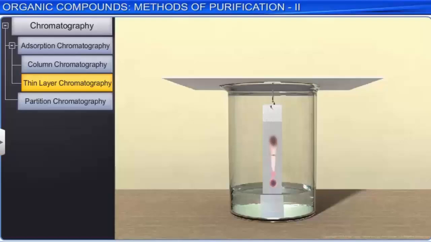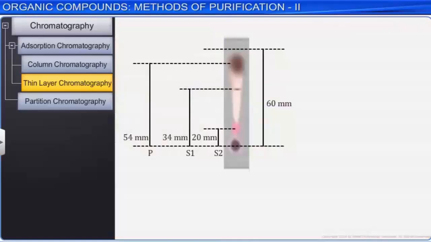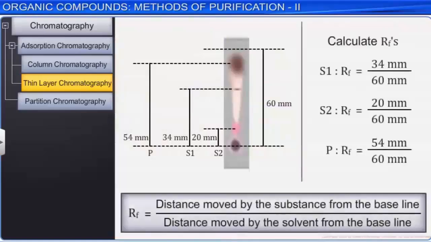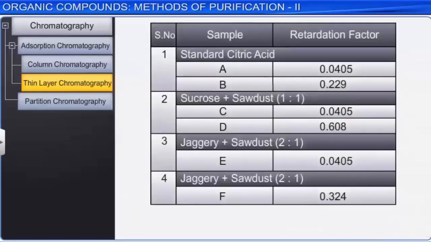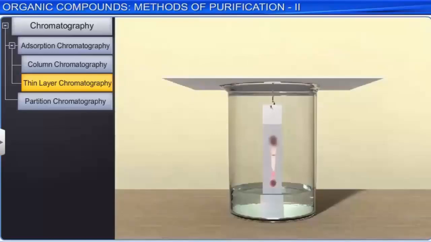The relative adsorption of each component in the mixture is expressed in terms of its retardation factor, RF. The value of the retardation factor is determined by dividing the distance moved by the substance from the baseline by the distance moved by the solvent from the baseline. The retardation factor of a component is unique with respect to a stationary phase. Hence, any unknown component present in a mixture can be identified with the help of its retardation factor. The components are separated into separate spots, appearing from the bottom to the top of the plate.